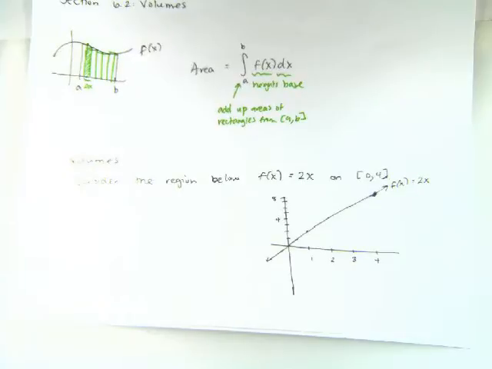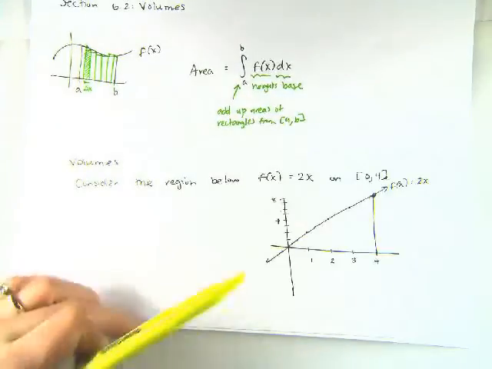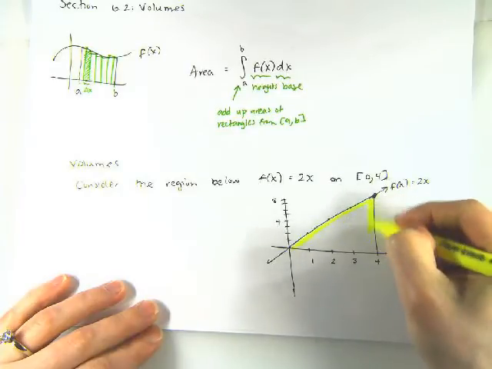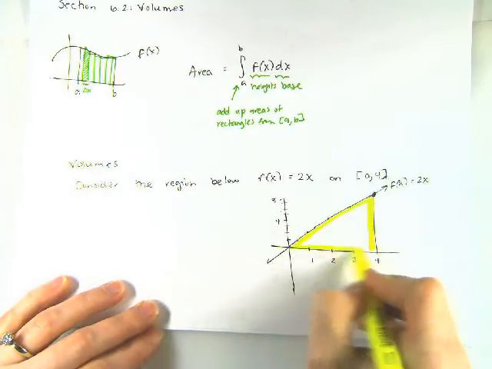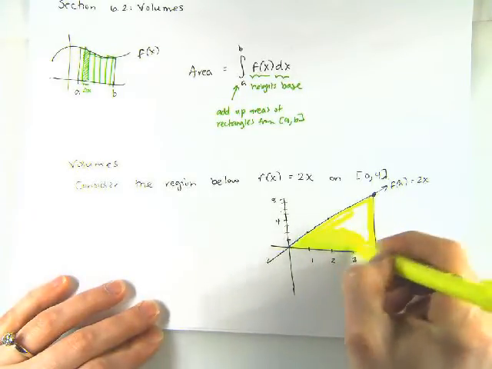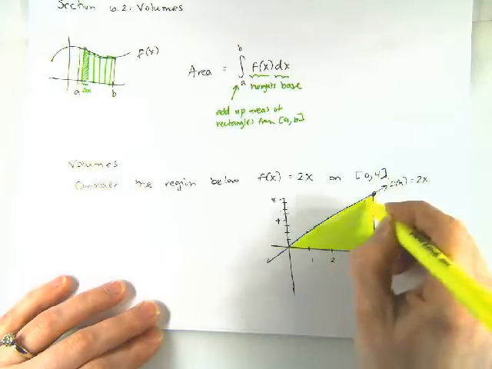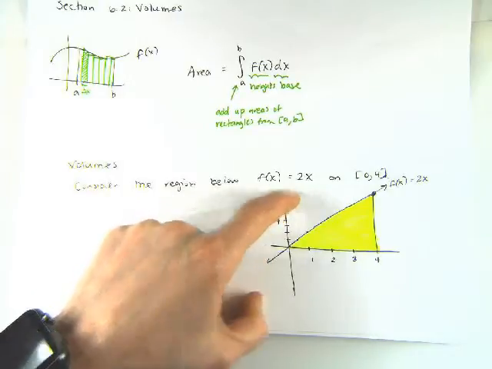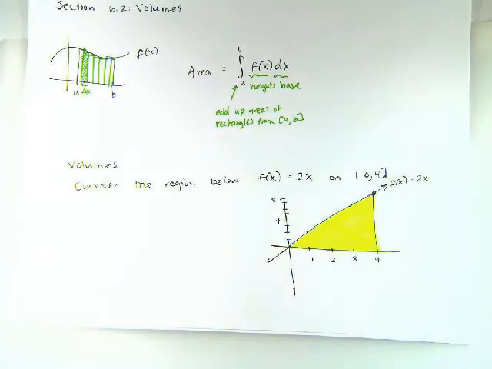So it says consider the region below that function on the interval from 0 to 4. Okay, so that would be this region here. What's the shape of this region? A triangle. So if we wanted to find the area, which is not what we're going to do, we could integrate 2x from 0 to 4 to find the area, or we could just use the fact that we know a triangle area is 1/2 base times height. Two options.